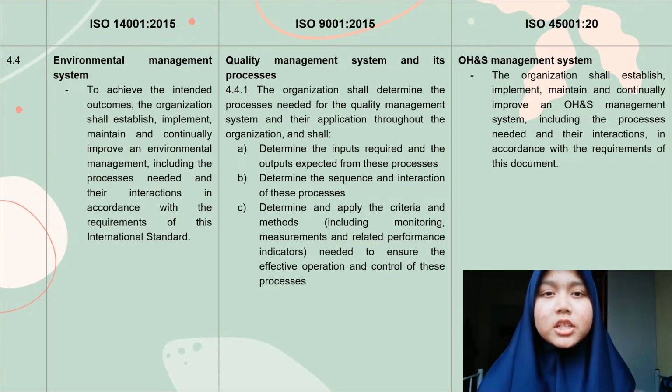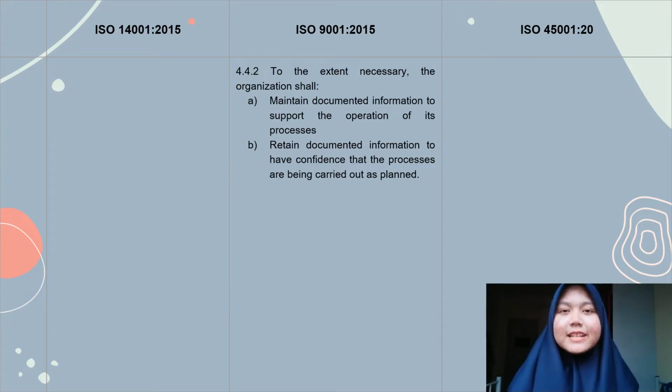There are some additions for ISO 9001, such as the organization needs to determine the inputs required and outputs expected, and the sequence and interaction of these processes. The organization also needs to maintain documented information to support the operation of its processes and retain documented information to have confidence that the processes are being carried out as planned.